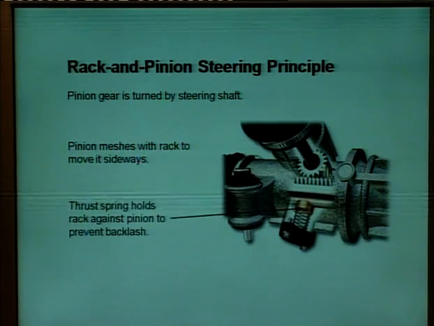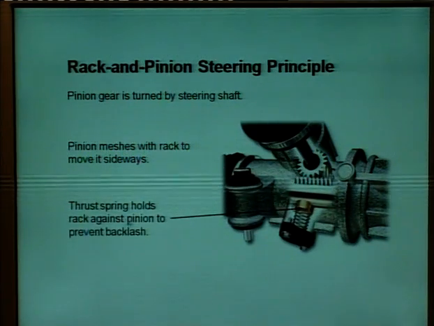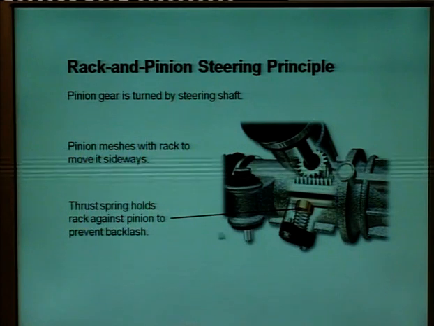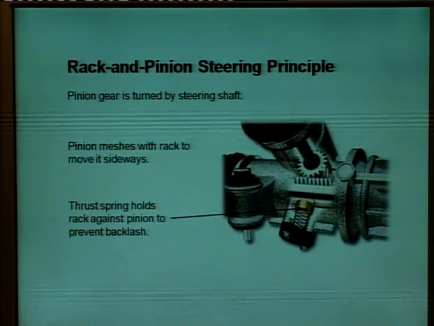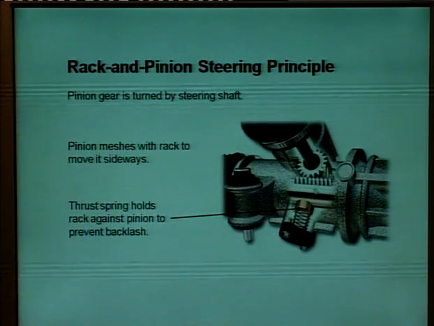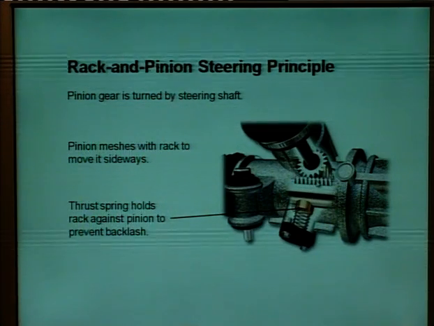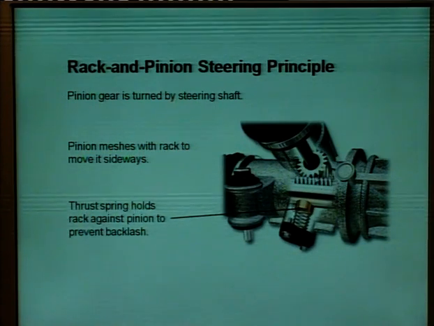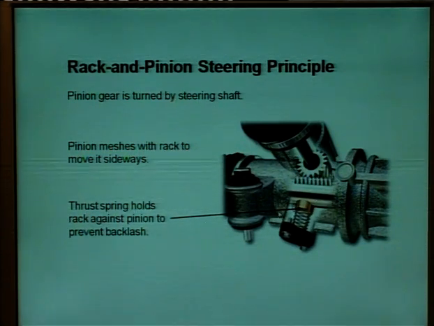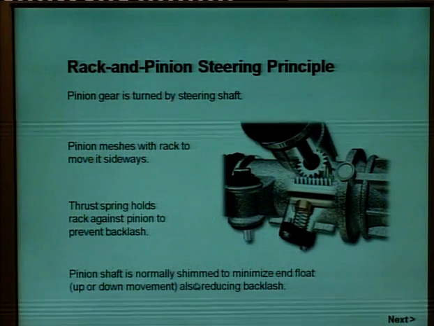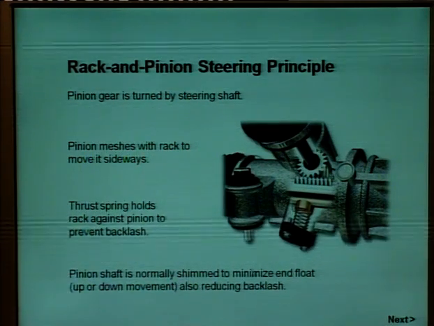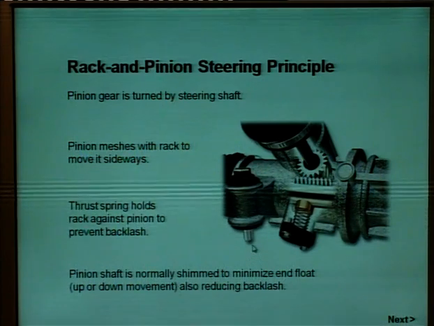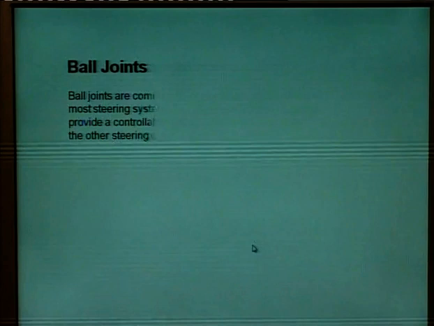So, there is one thrust spring that holds the rack against the pinion to prevent backlash. So, this holds the pinion to have a close contact with the rack. This is known as a thrust spring. The pinion shaft is normally shimmed to minimize end float, up or down movement, so also reducing the backlash. So, this is a rack and pinion.